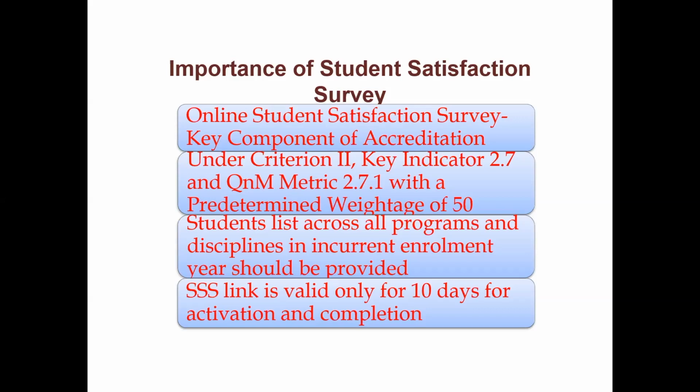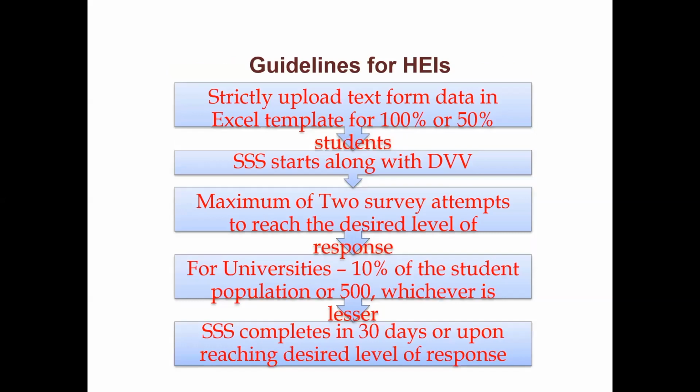Once you fill and submit the SSR, the triple S process goes on. This link will be activated for 10 days, is valid only for 10 days. So what happens? You have to give minimum 50% of the students' details. What you have to keep in mind, mobile number and email ID should not be repeated. Name can be repeated because people can have two names, but mobile number and email ID cannot be repeated.